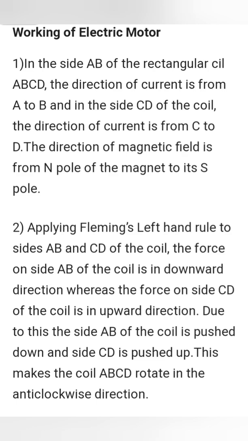Applying Fleming's left hand rule, we will see that the side AB is pushed downward and the side CD will be pushed in the upward direction. Hence the coil ABCD starts to rotate in the anti-clockwise direction. Now you can see the current enters from one side of the split ring and leaves from the other side. Hence the circuit is completed. Now as the current flows through AB and comes back through CD, the force starts to act on the conductor and it starts to rotate.